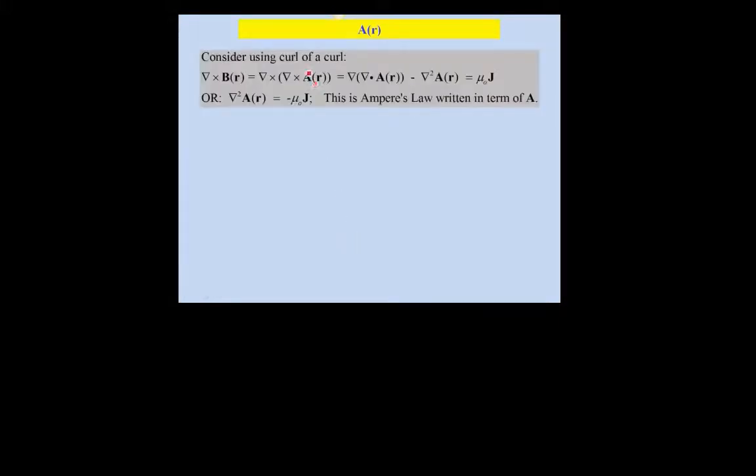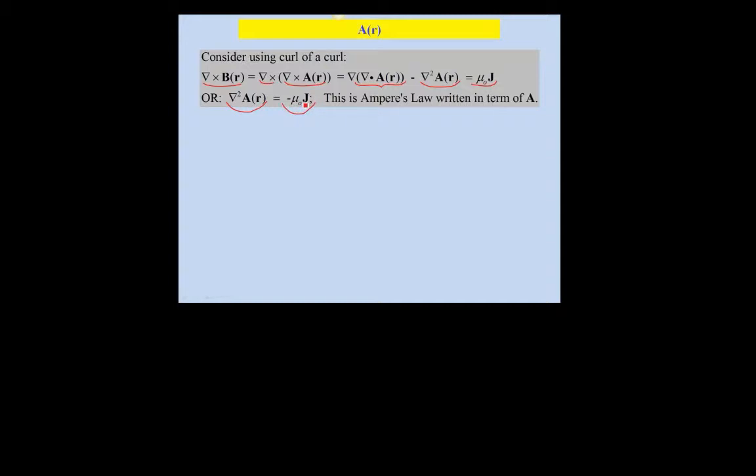Let's consider using curl of a curl. We have then the curl of B. That will be equal to the curl of, remember this is B right here, so curl of A. And if you remember, there's an expansion of this where we get the gradient of this function here, which is a scalar, minus the Laplacian of this vector here. But remember that del cross B is equal to mu 0 j. This was Maxwell's equation. If you look at this, then you can solve for the Laplacian operating on A, and this will be equal to minus mu 0 j.